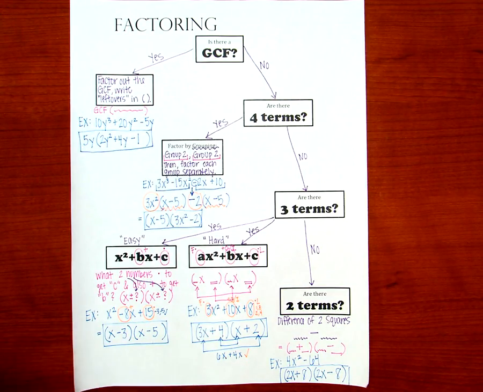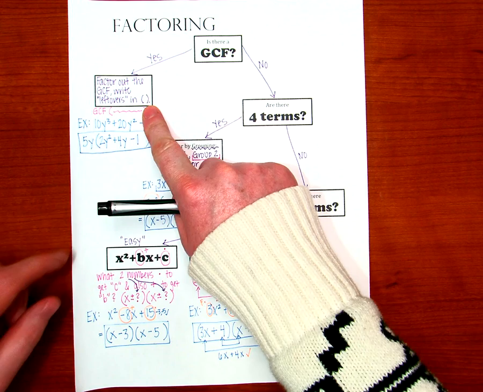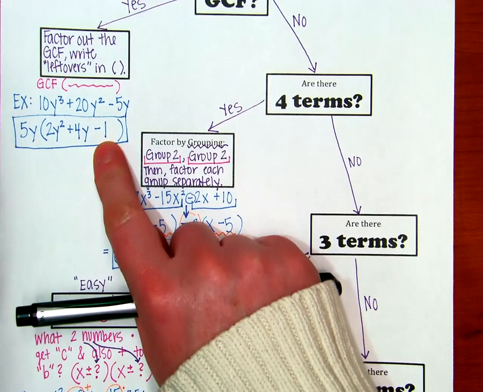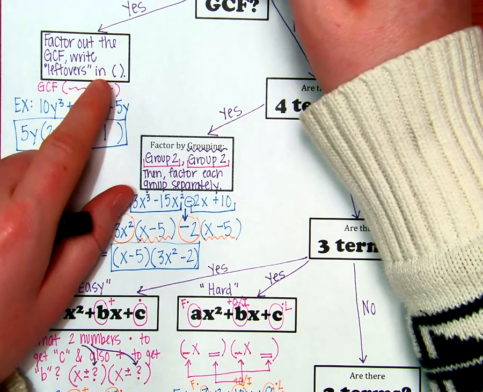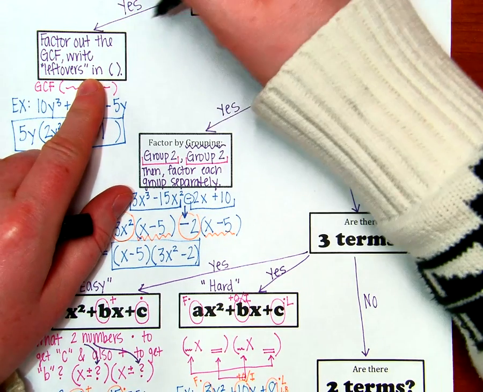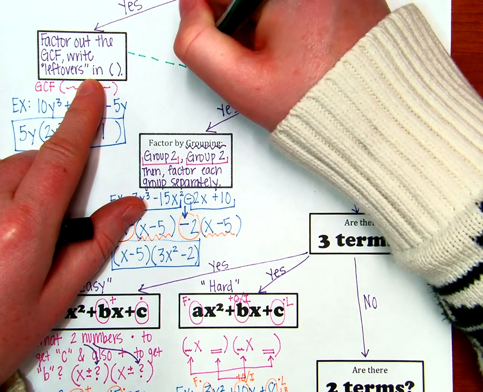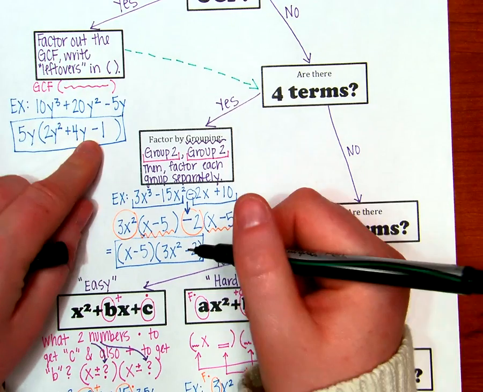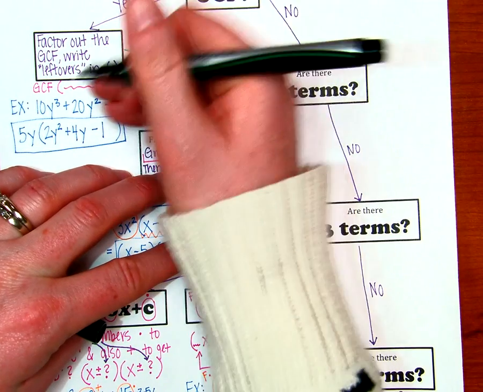There's also problems where you have to factor completely. Factoring completely means there's probably a GCF first. And once you take the GCF out, whatever's in your leftovers can still be factored. And we'll do some examples like that in just a minute. So I want you to write over here, if there's a GCF, I want you to draw a dotted arrow over here because this doesn't always happen.